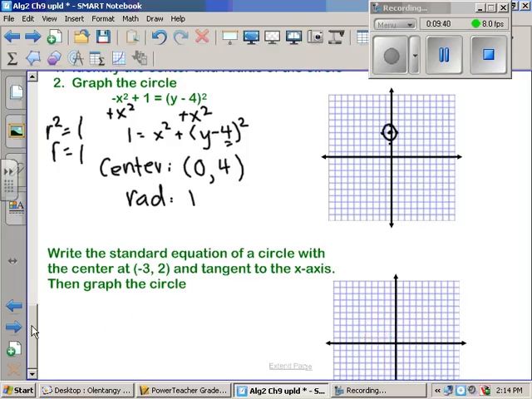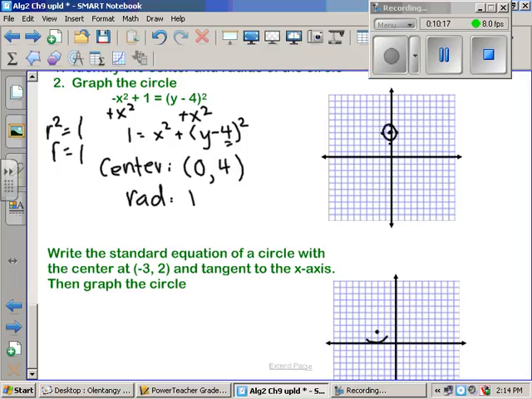The last one, write the standard equation. So again, we're going to be writing the equation. If my center is at negative 3, 2, and it's tangent to the x-axis. Tangent means it touches the axis at one point. Okay, so let's graph what that looks like. Negative 3, 2 would be 1, 2, 3, 1, 2 would be right there. Okay? And then tangent to the x-axis means it's a circle that just touches the x-axis at one point.